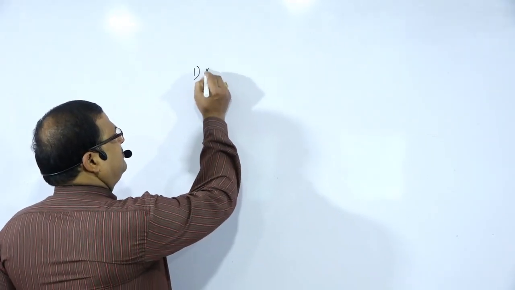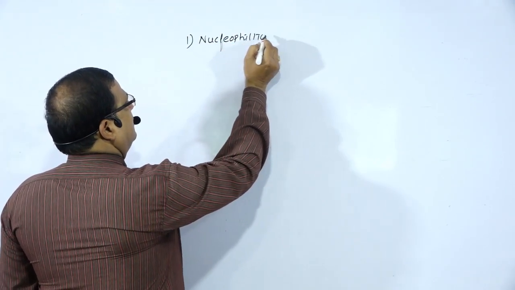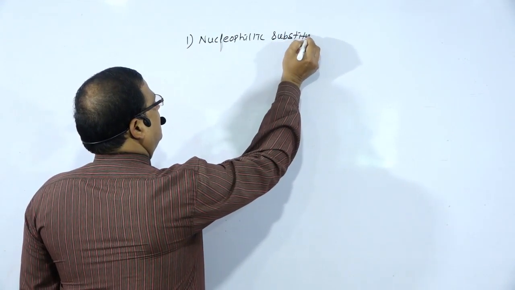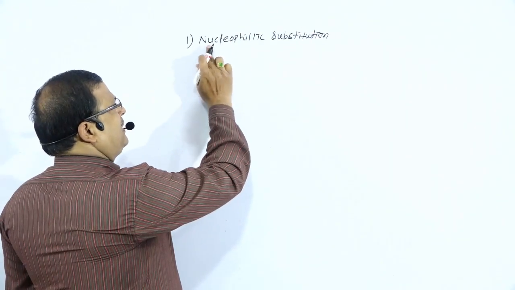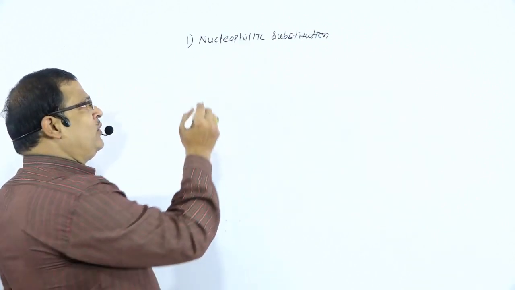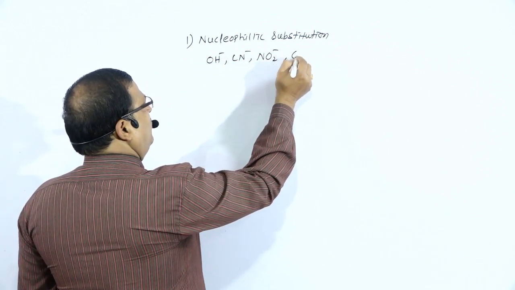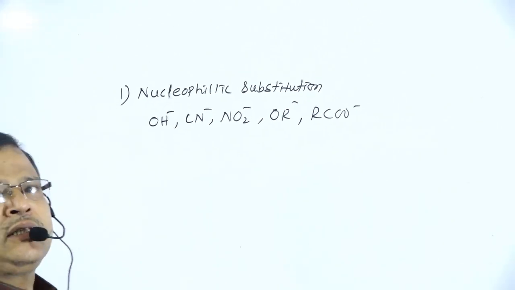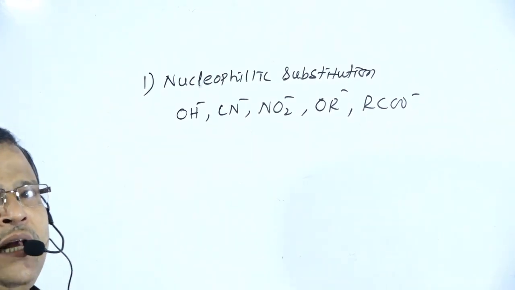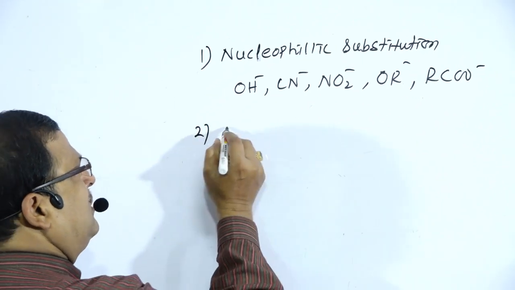The chemical properties shown by alkyl halides may be nucleophilic substitution, where the halogen atom gets replaced by nucleophiles like OH minus, CN minus, NO2 minus, OR minus, RCOO minus, etc. In nucleophilic substitution reactions, the halogen atom of the alkyl halide is replaced by these nucleophiles. Or it may be elimination reactions.